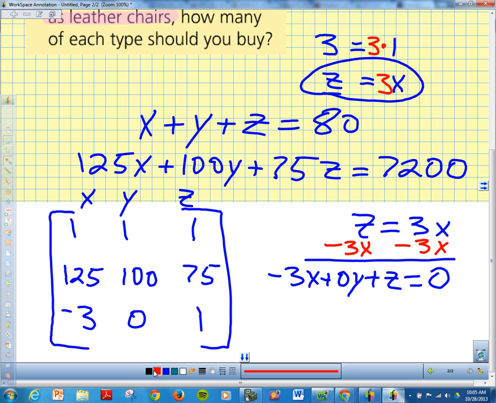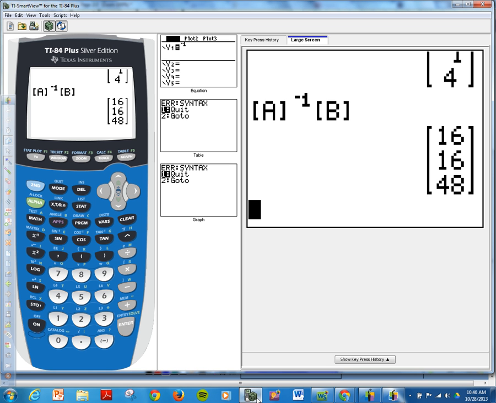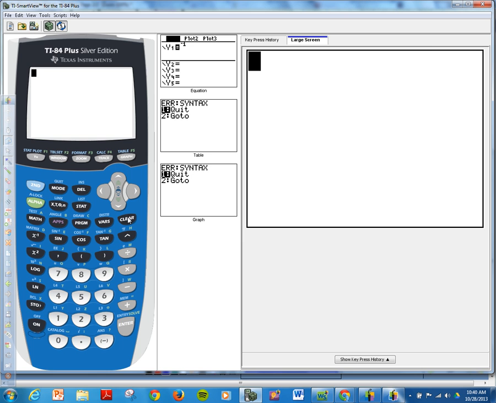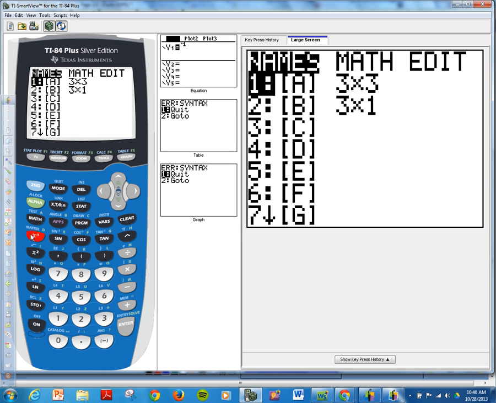Remember, we're going to multiply the inverse of the first times the second. So what's the second? 80, that's going to be hard to put that in. 7,200 and 0. Okay, so we want to plug that in. Remember to get to the matrix, we're going to go second matrix, over to edit.